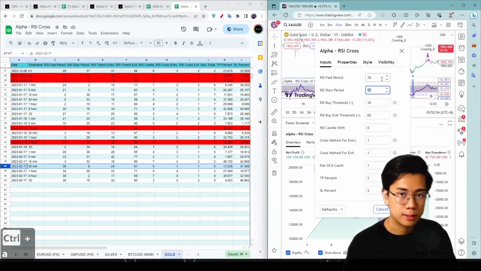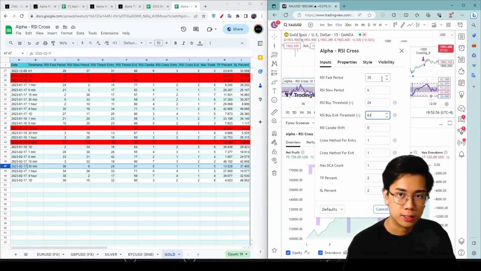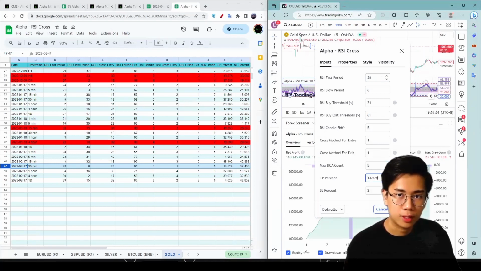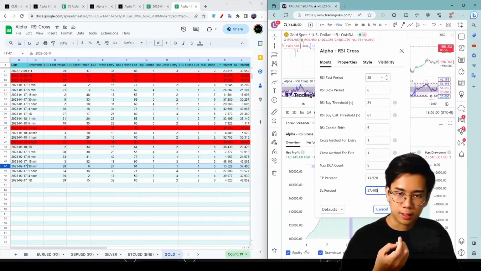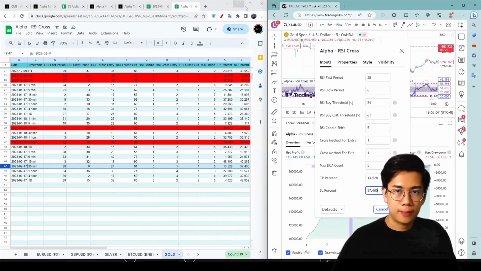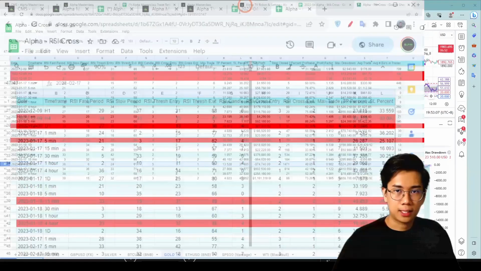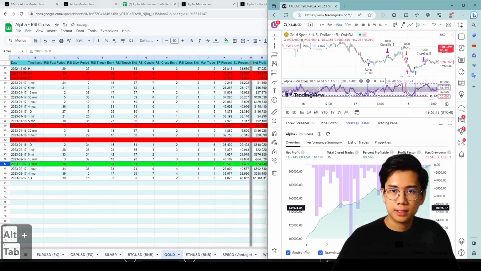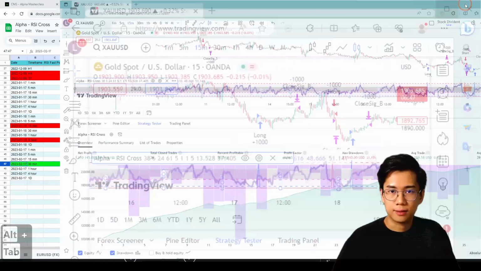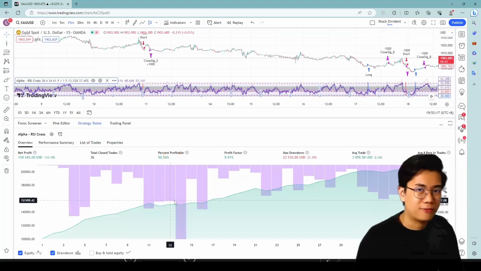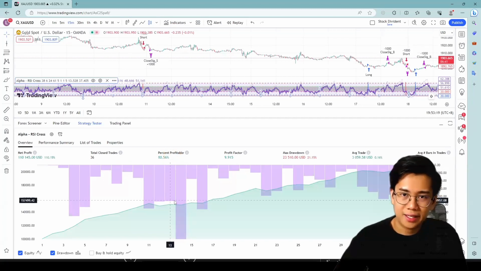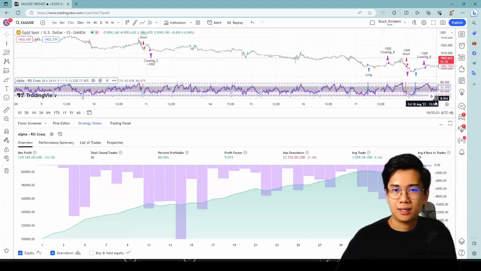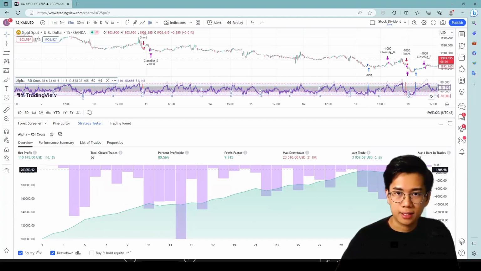So 38, 6, 24, 61, 5, 1, 1, 5, 13.528, 37.405. And voila. Based on that, you see, this is the setting that I just keyed in, and this is the result. Guys, good or not? 80.56% ROI. And this is your entire performance.